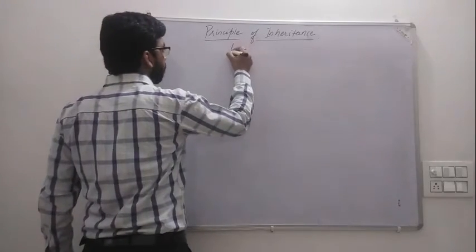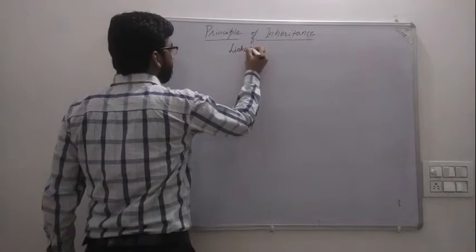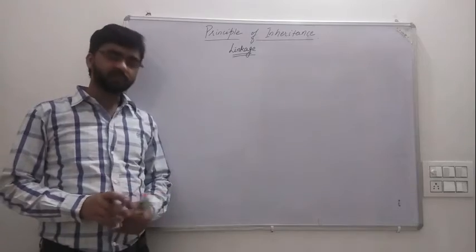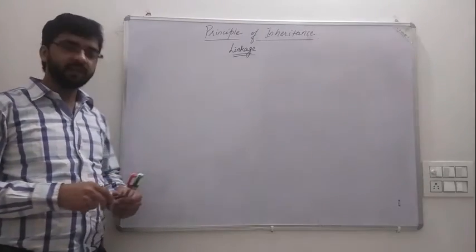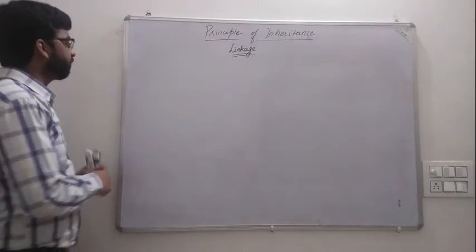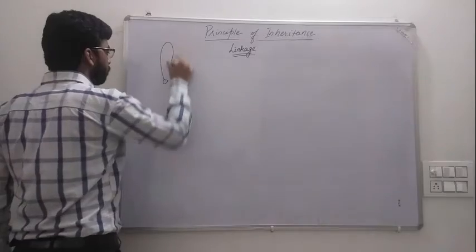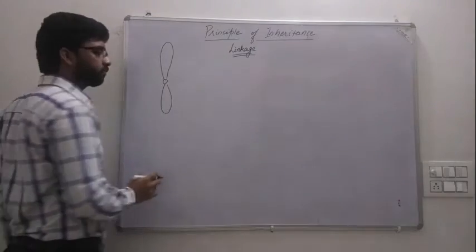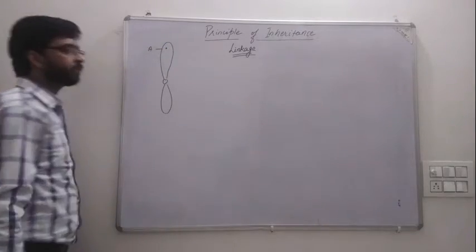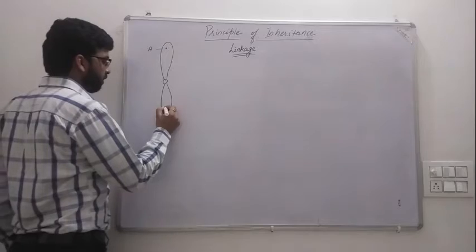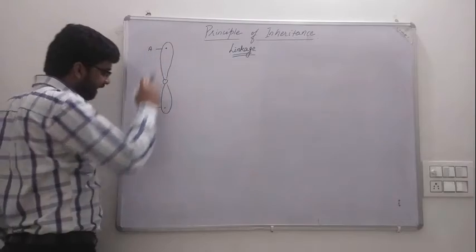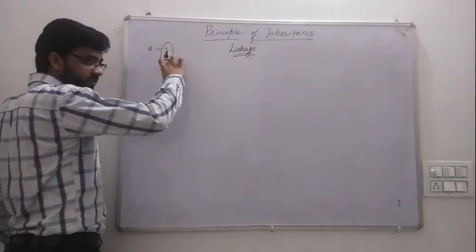In the chapter Principle of Inheritance, today we do linkage. Before continuing with linkage, we have to know the meaning of linkage. We draw a graph here. That's a chromosome. On the chromosome, that is gene A, and that is gene B. Both gene A and gene B are on the same chromosome.